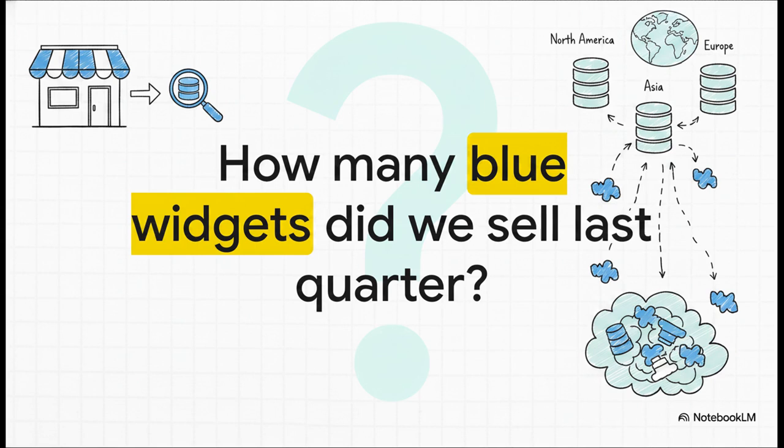Well, in a small, local mom-and-pop shop, you just run a quick query on a single database and you're done. But for a global retailer, getting that answer is surprisingly difficult. Why? Because the sales data isn't sitting in one convenient place. It is scattered all over. North America has one database, Asia has another, and Europe has a third. You can't just ask one database. You're dealing with a highly fragmented, chaotic reality.